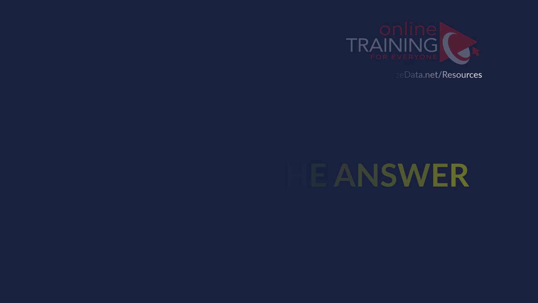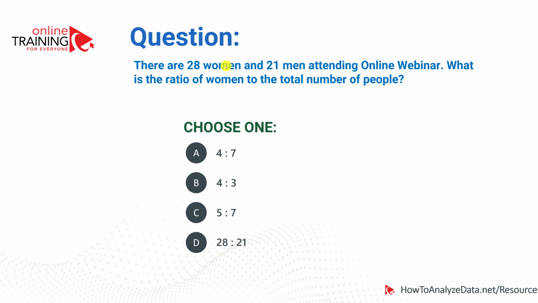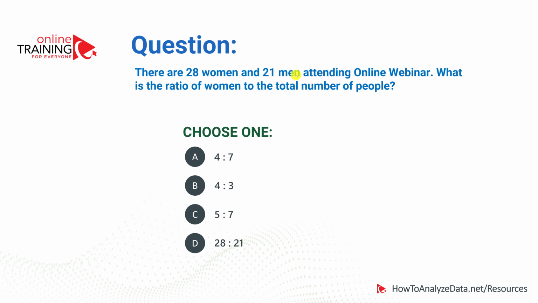The tricky part about this question is that there are choices B and D, which represent the ratio of women to men. But this is not what needs to be calculated here, because the ratio of women to total number of people needs to be captured.